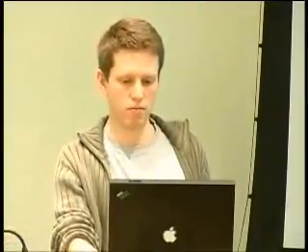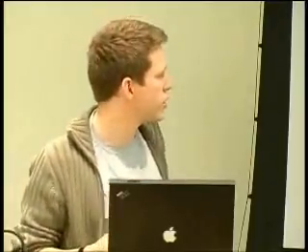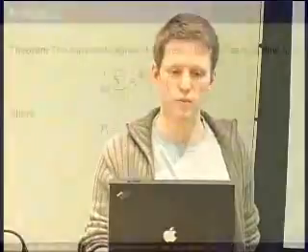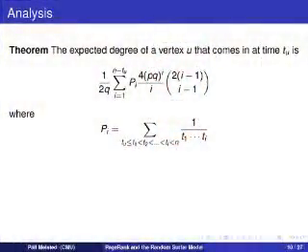So the interesting thing is that here the power of the expected degree is 1/2, and we'll see what it is in the other one. So this is the exact formula for the expected degree of a vertex.